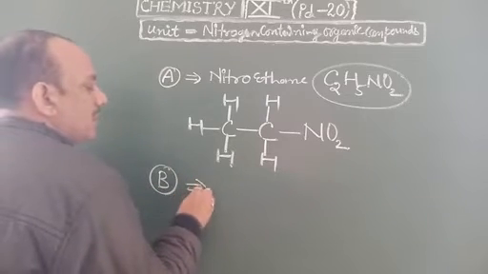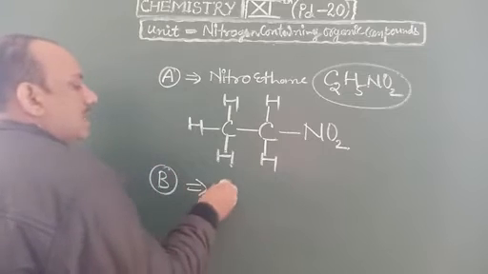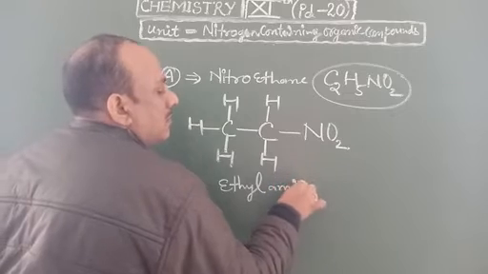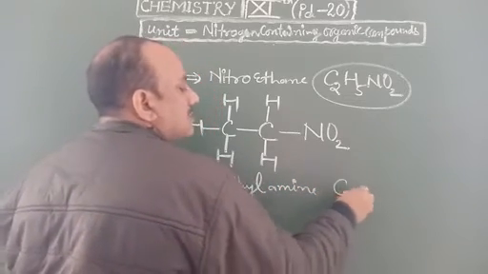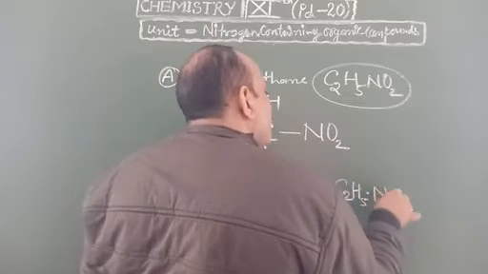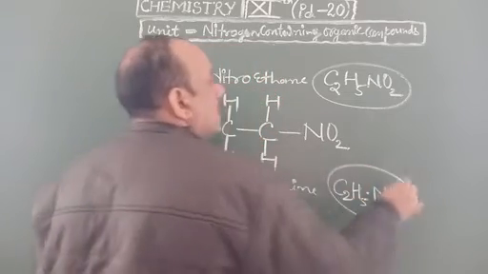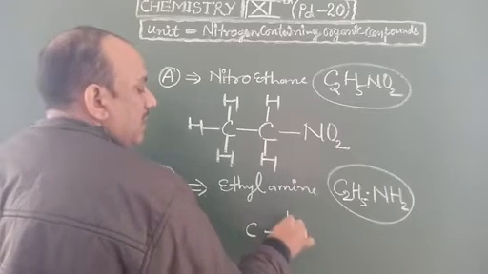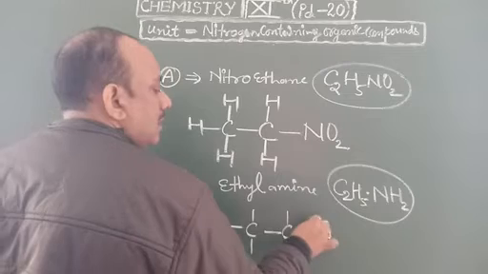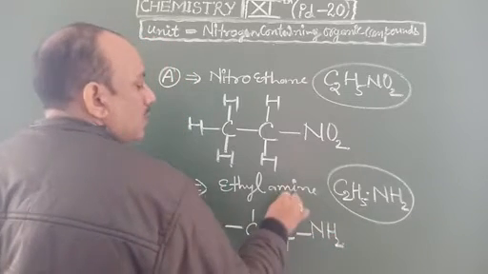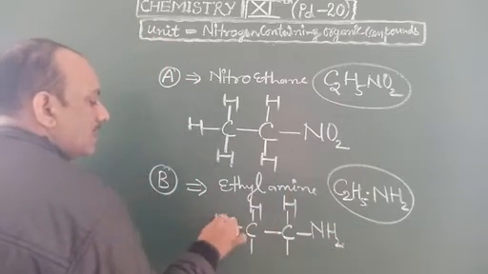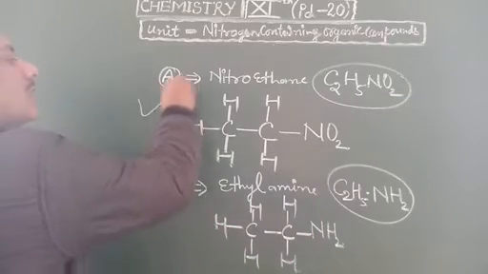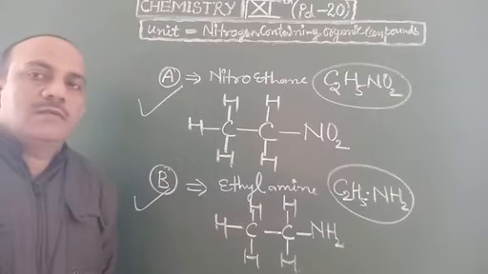Then the second compound B is known as ethylamine. Its molecular formula is C2H5NH2. Its structural formula is C single bond C and single bond NH2, with H, H and H, H. These are the structures of compound A and compound B.